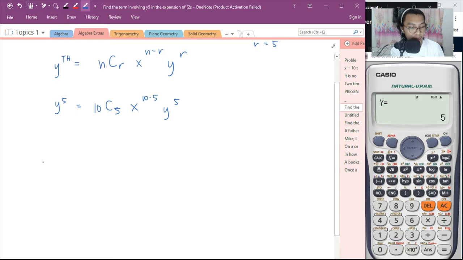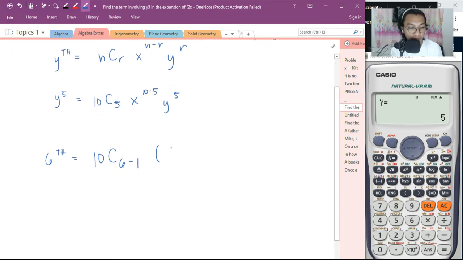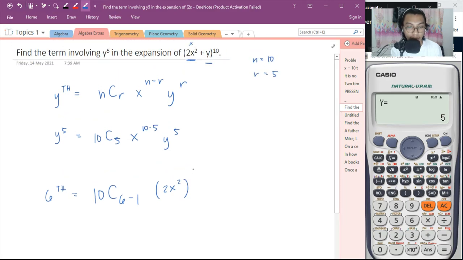Ano ba yung pinaka-general formula niya dyan? Okay. If this is the sixth term, this is 10C(6th term minus 1). Yung x mo dyan kasi itong buo. Okay? Ito. This is y. Dapat nga ito a, b. Okay? Sinasakalito yan. 2x squared raised to n minus r plus 1. Tapos yung y. Ano yung y mo dyan? y lang din naman. y raised to r minus 1.